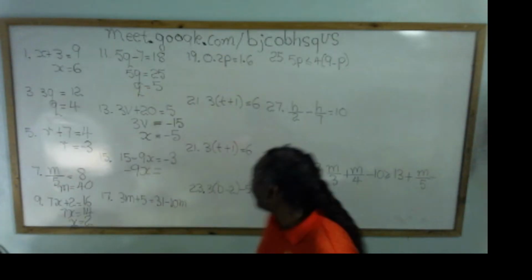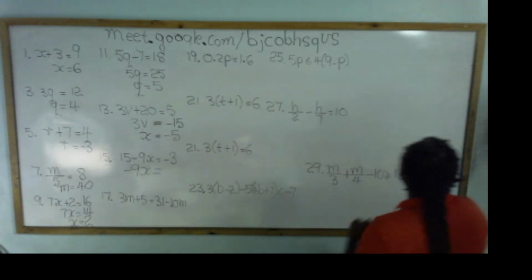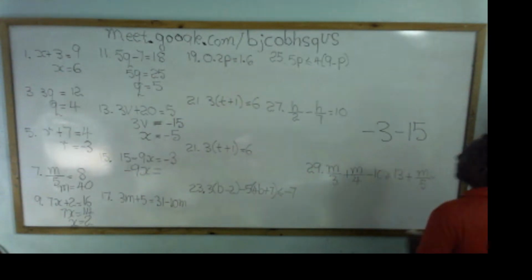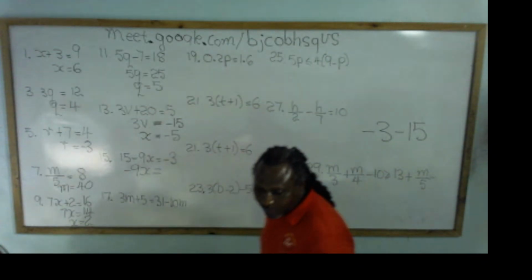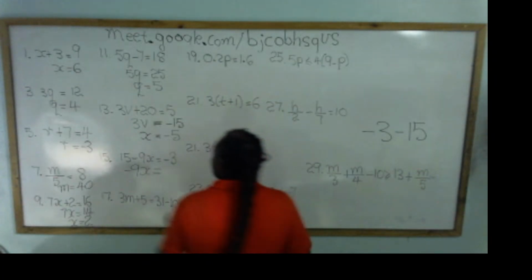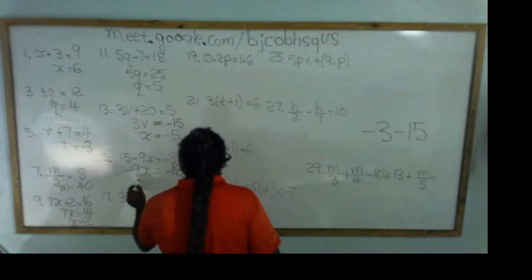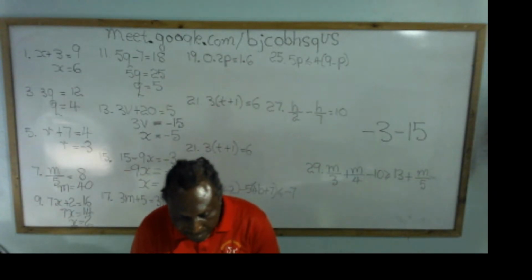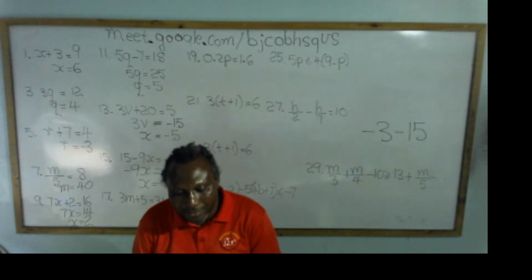A negative 12. Negative 3 minus 15. Negative 18. This one. So x is equal to, what's the value of x finally?